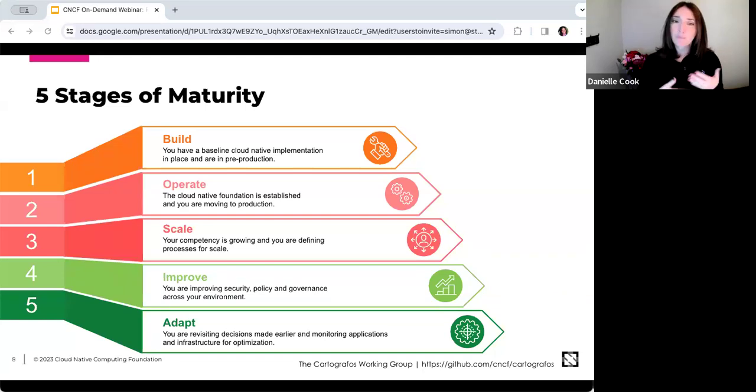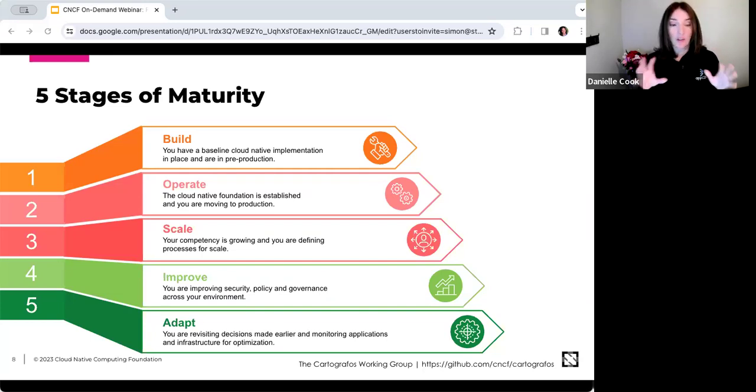In level four, and likewise in level five, you're improving all of the things that you set out beforehand. We all know decisions you made on day one changed by the time you're at day 10. So likewise, decisions you made around cloud native in the beginning are going to change. And you're going to need to improve policy, security, governance. You're going to be doing that, and you're going to be looking at the technology to support, but also your team's capabilities.